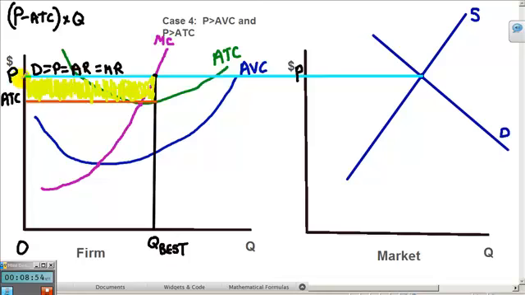And so that rectangle that has that as a corner, that as a corner, that where marginal revenue equals marginal cost is a corner, and where this line up hits average total cost as a corner. Okay, so those are the 4 corners: the price level, the average total cost on this axis, where marginal revenue hit marginal cost, and the average total cost at Q best. That rectangle right there then is the economic profit.